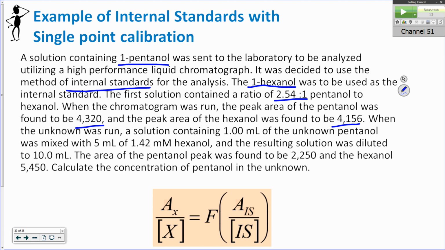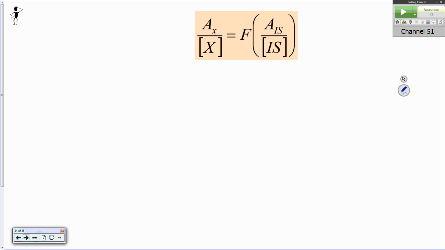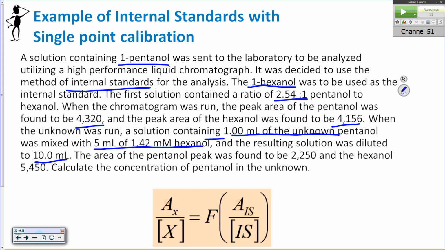When we analyzed it, they gave a ratio of the peak areas. From that piece of information, I can calculate what F is. So I can take that and find out what F is in this analysis. Then in the second analysis, they ran an unknown. They took 1 mL of the unknown pentanol and mixed it with 5 mL of the hexanol, diluted it to 10 mL, and analyzed it, and got the peak ratios. This is going to take more than a minute for us to work, so I'll set this up for you, and we'll go over it starting on Wednesday.